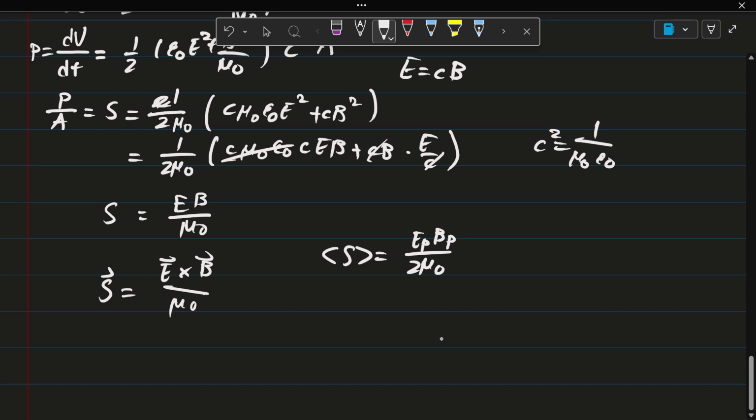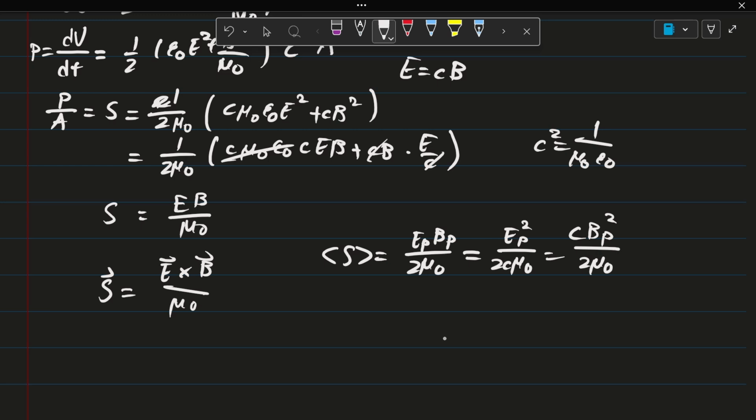So this is the average intensity of the electromagnetic wave. But this could also be converted into other parameters. For example, E equals CB. That means it's the same thing as the E peak squared over 2C mu 0, or it's the same thing as the magnetic field peak squared times C over 2 mu 0. It's the same idea.